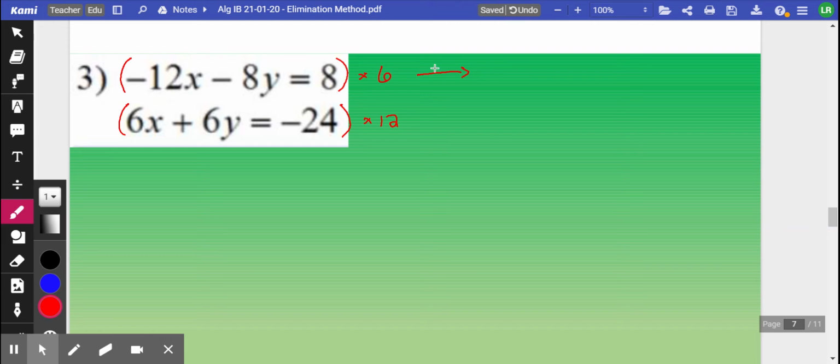So I go 6 times -12x, that's -72x. -8y times 6 is -48y. And 8 times 6 is 48. Again, be careful. Take your time when you're doing your multiplications. 6x times 12 is 72x. 6y times 12 is 72y. And negative 24 times 12, I believe, is negative 288. Yep.